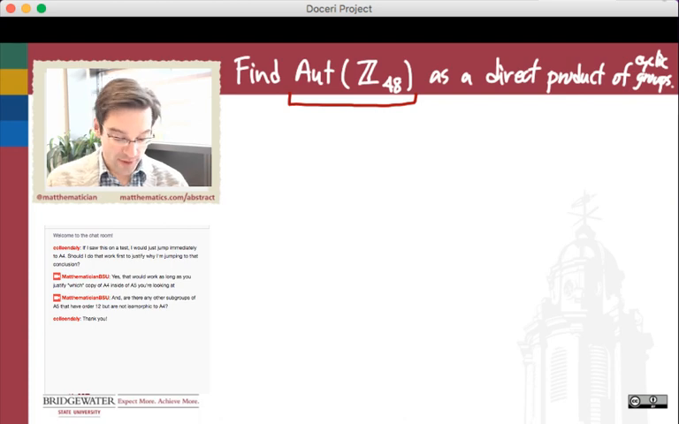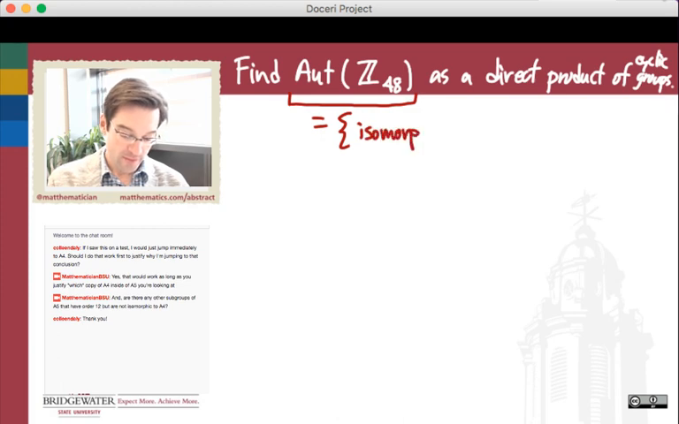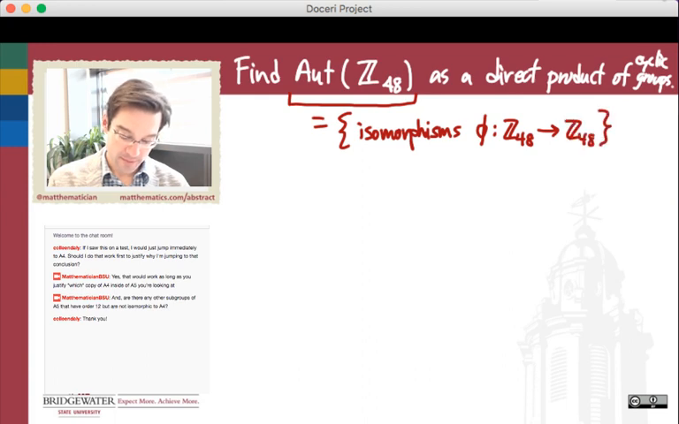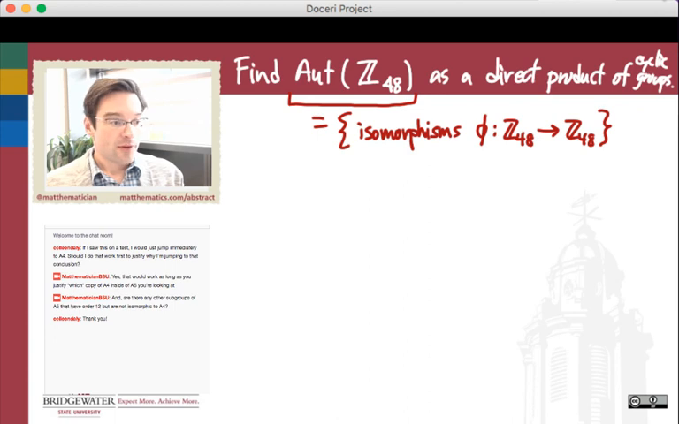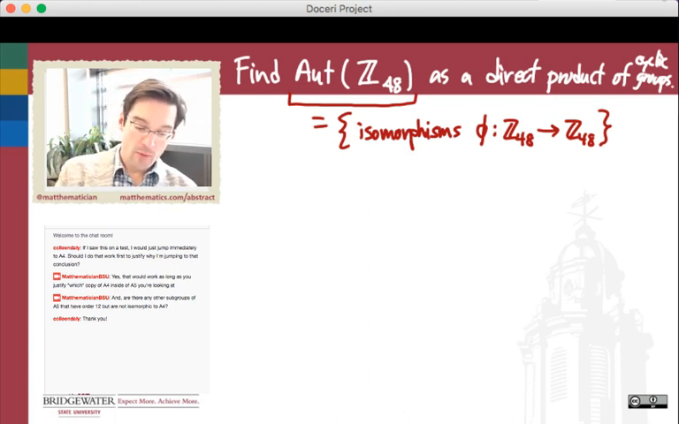So I want to first think about what the automorphism group is. It's the set of all isomorphisms, so it's a set of functions from Z48 to itself. What I'd like to know is, first of all, how many elements does this set have? And then second of all, what can I say about its isomorphism class as a direct product of cyclic groups?